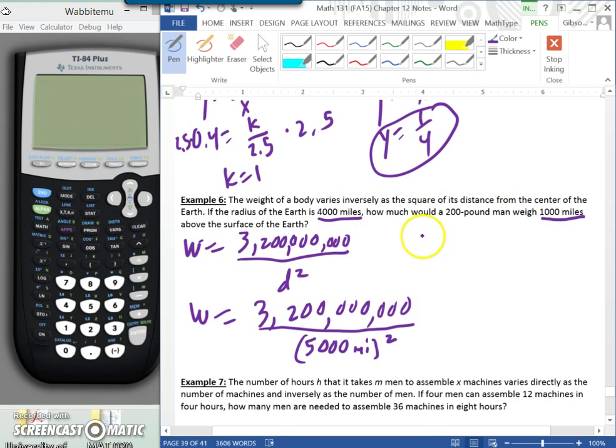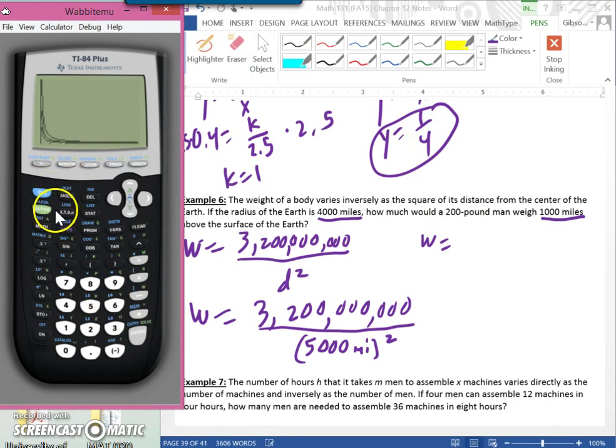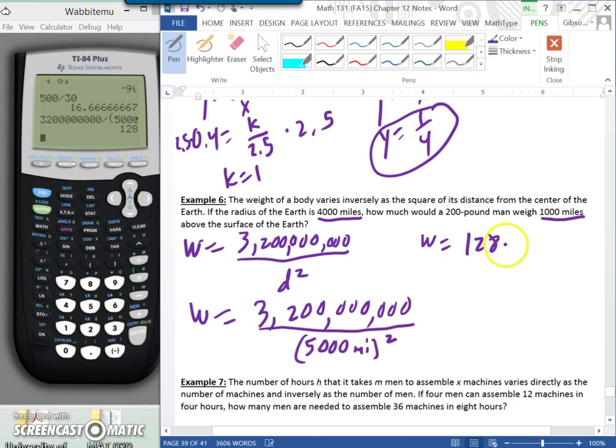So now we would have W is equal to, well, let me put this in a calculator. Might as well utilize our resources. So we would have our 3,200,000,000 divided by, in parentheses, I'll put 5,000, and I will square that. And this will give us 128. So the weight would be 128 pounds.